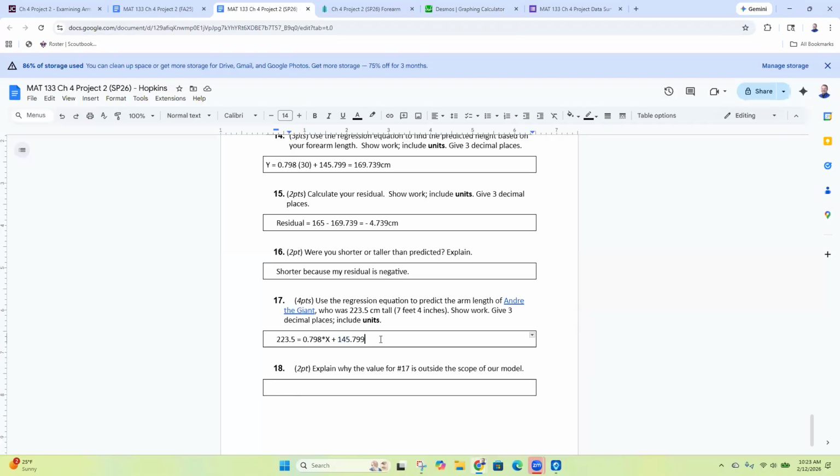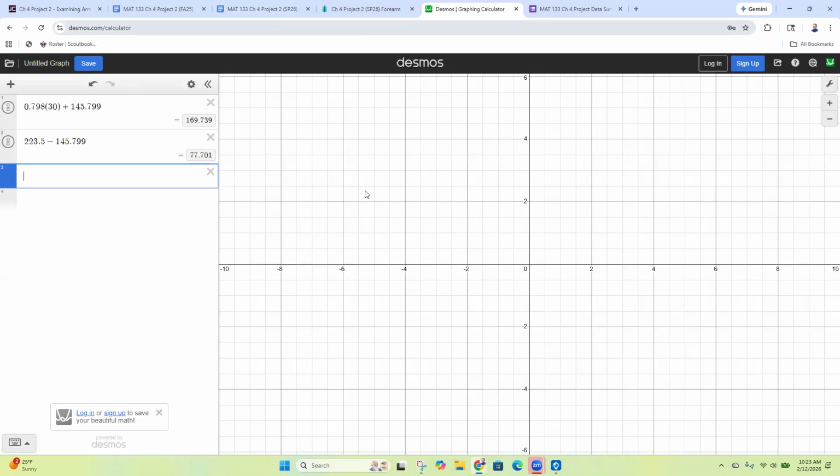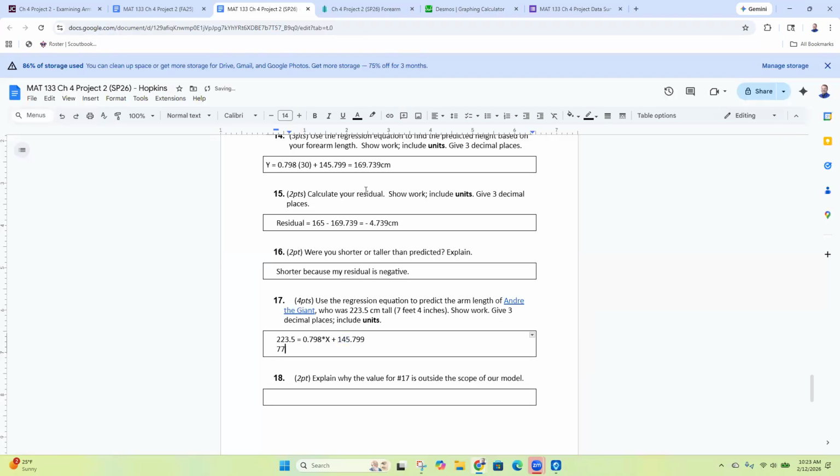Your numbers will be different here because you have a different slope and y-intercept than mine. So, all right, that's fine. 77.701 equals 0.798 x.